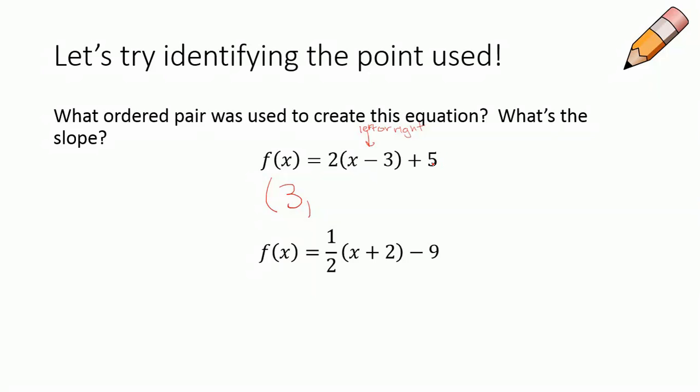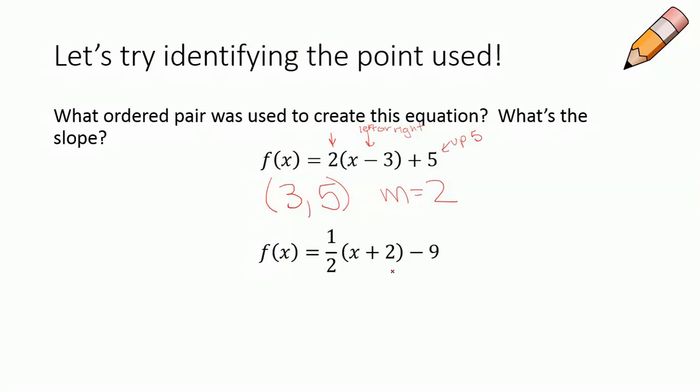Now it's up 5. That's what this means right here. This means up 5, okay? So up 5, if you go from 0, you go up 5, you would go to 5 on the y-axis, right? What's my slope? Well, it's this number right here. So my m is 2.